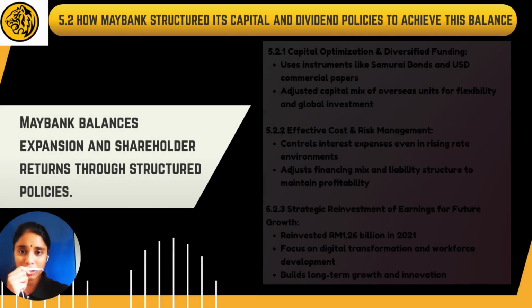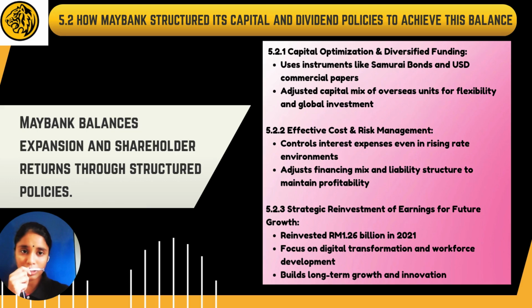Next, how Maybank structures its capital and dividend policy to achieve this balance. Maybank balances expansion and shareholders' returns through structured policies. First, capital optimization and diversified funding uses instruments like samurai bonds and USD commercial papers. Adjusted capital mix of overseas units for flexibility and global investment. Second, effective cost and risk management. Controls interest expenses even in rising rate environments. Adjusts financing mix and liability structure to maintain profitability.